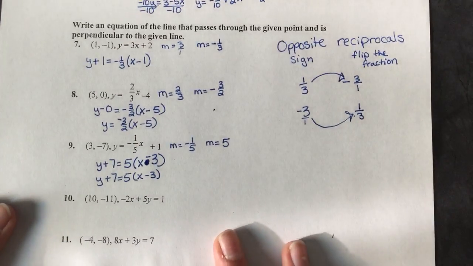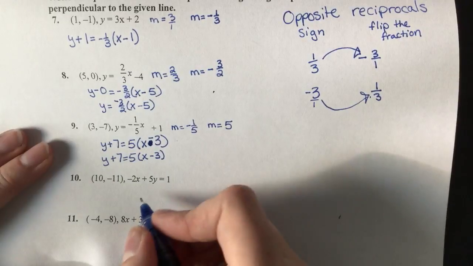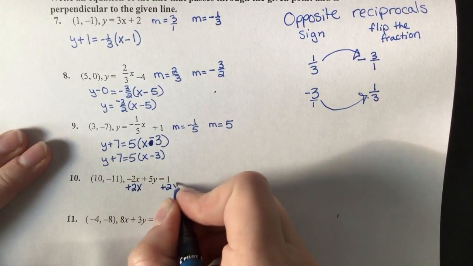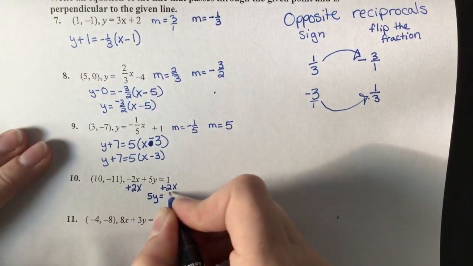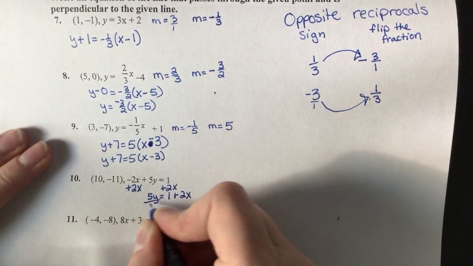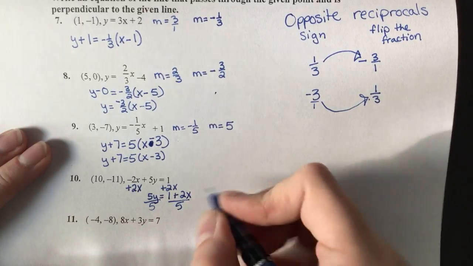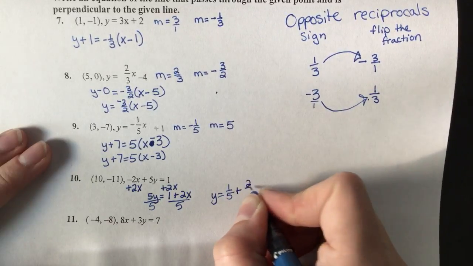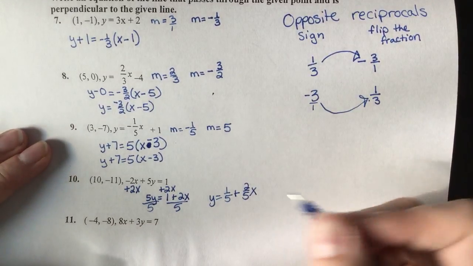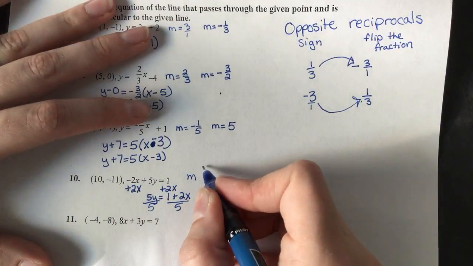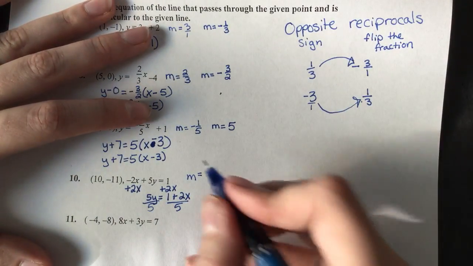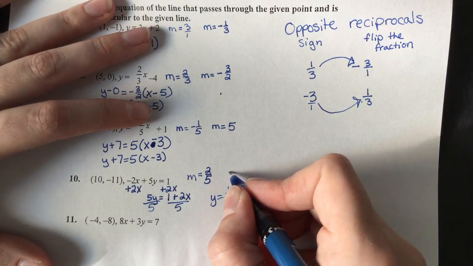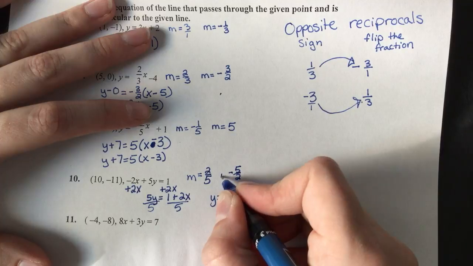Okay. And solve for y. 2x plus 2x. 5y equals 1 plus 2x. Divide by 5. Divide by 5. Y equals 1/5 plus 2/5 x. Okay, so my slope is the one that's multiplied by x, which is 2/5. The opposite reciprocal of that would be -5/2.